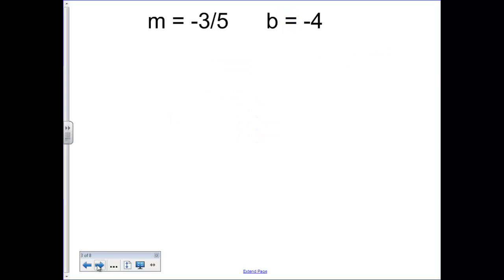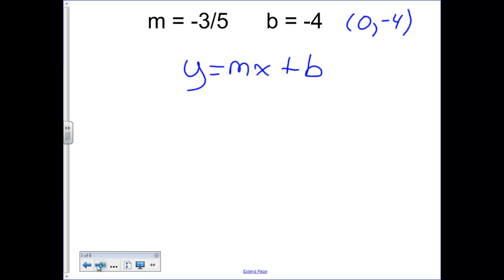This example here, we already give you the m, which is the slope, -3/5, and the y value, or the b value, which is the y-intercept, of -4. This -4 actually comes from a point 0, -4. So to plug this into mx plus b form, all we really got to do is write down the equation like this. And okay, this -3/5 goes in place of m, and this -4 goes in place of b.